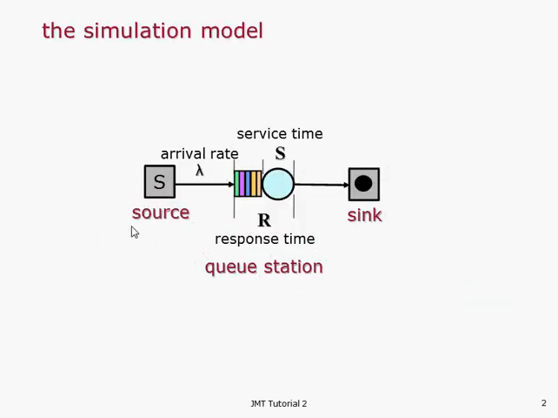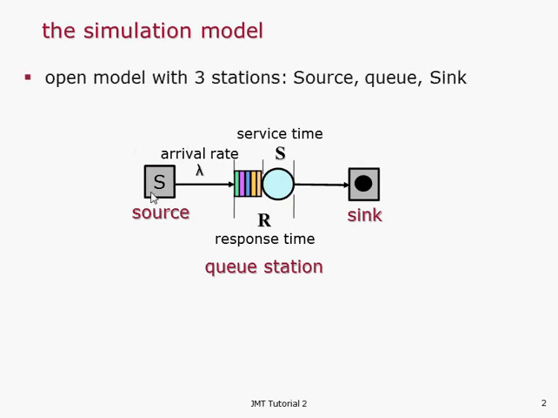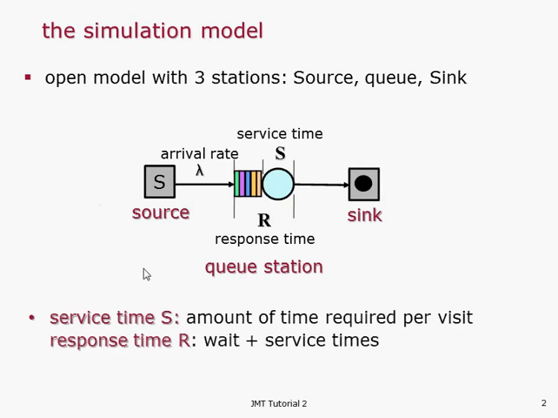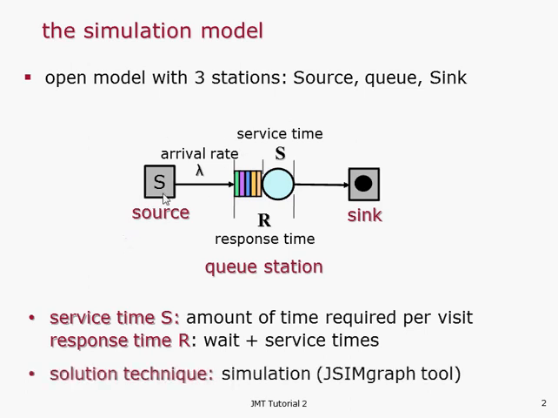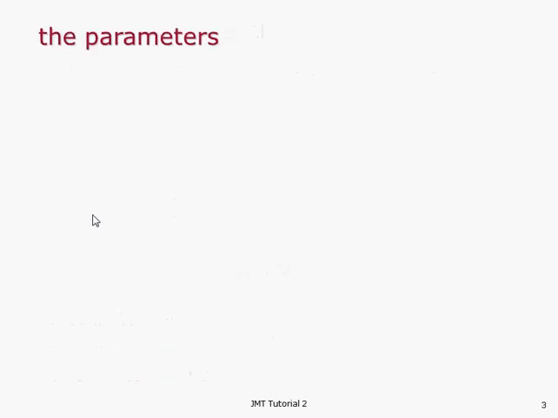The simulation model considered is this one. It consists of three stations: a source station, a queue station, and a sink station. Service time is the amount of time required per visit by the queue station, and the response time is the wait time plus the service time at the queue station. The arrival rate is the rate at which the requests are generated by the source, and the solution technique adopted is simulation with the JSIMgraph tool.